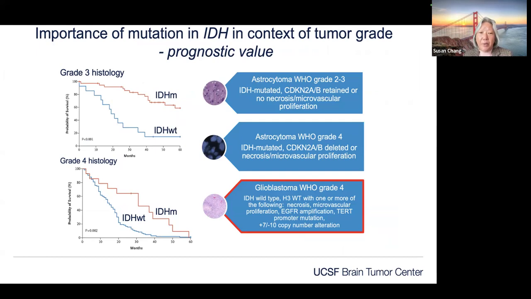So for example, here what you see are histologies that look like grade 3 or grade 4, but look at the difference in the survival based on whether there's a mutation in the IDH gene or whether it's wild type. So you can see how you would counsel a patient based on this is going to be critical.